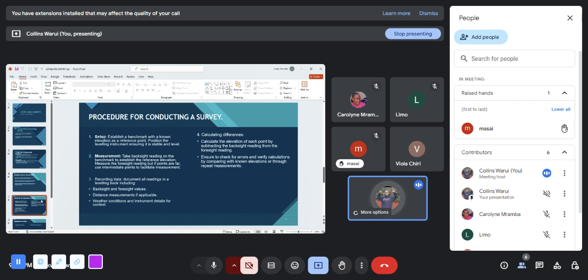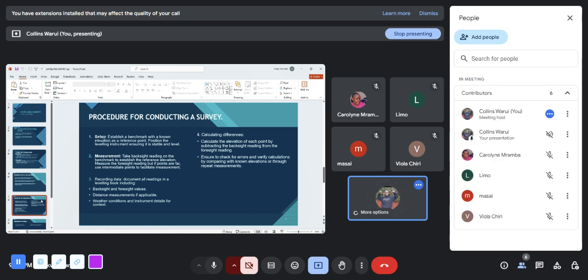The procedure for conducting a survey. One is setup. In setup, you just establish a benchmark with a known elevation as a reference point. The other step is taking measurements. You take the backside reading on the benchmark to establish the reference elevation. Then you take the foresight reading, but if points are far, you can use intermediate points to facilitate measurement.